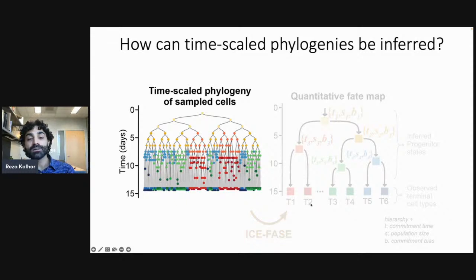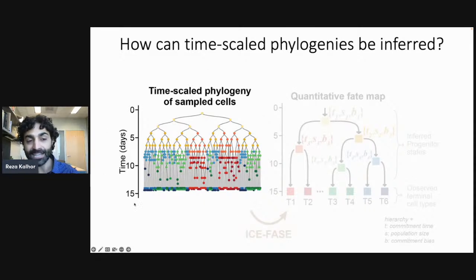Now, everything I have told you so far assumes that we already have a time-scaled phylogeny. And in this case, we had it because we simulated it. It was a perfectly accurate time-scaled phylogeny. But in real-world experiments, we are going to have to get this from barcoding data.